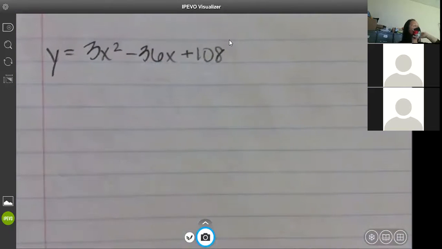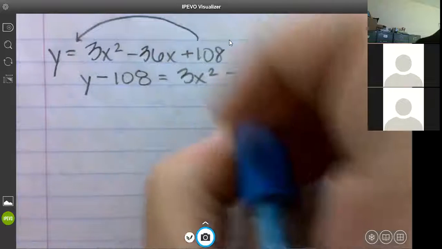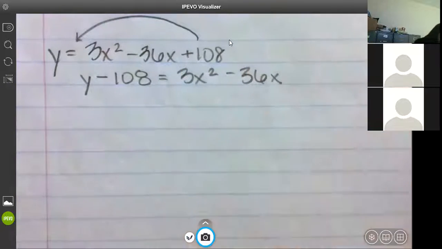All right, so on the fractions, I try to get rid of them in the very beginning. When we have a number in front, I don't try to get rid of it in the beginning. I try to get rid of it on the second step. Okay, so what's our normal first step? What's the first thing that we do? Move that 108. So I have y minus 108 equals 3x squared minus 36x.